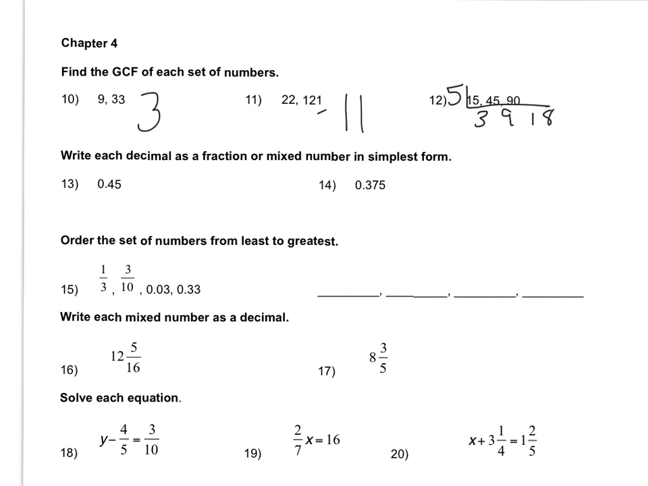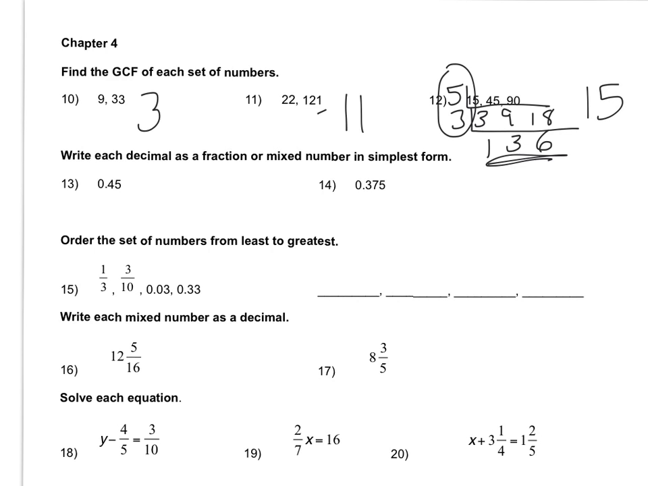Oh, and now I see that I can also take out a common 3. 3 goes into 3 once, 3 goes into 9 3 times, and 3 goes into 18 6 times. Now, with those 3 numbers left, 1, 3, and 6, there's not a common factor that I can pull out. And so the greatest common factor is what's here on the left, 5 times 3, or 15.